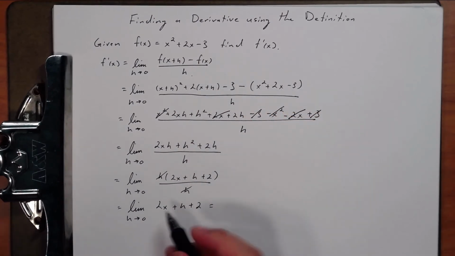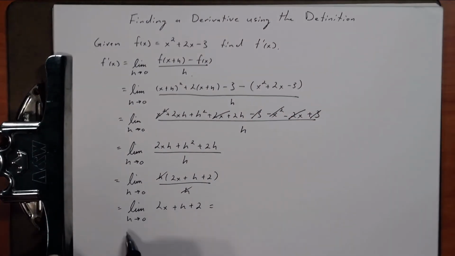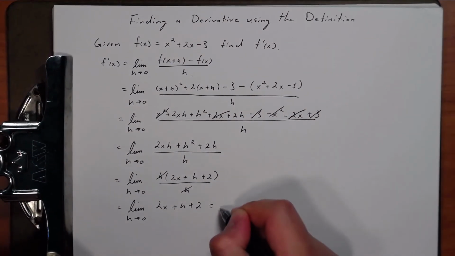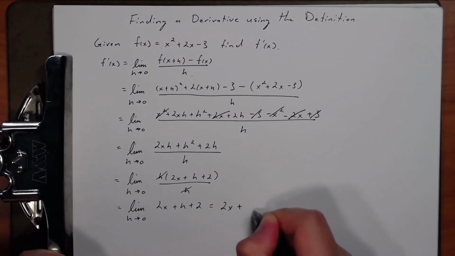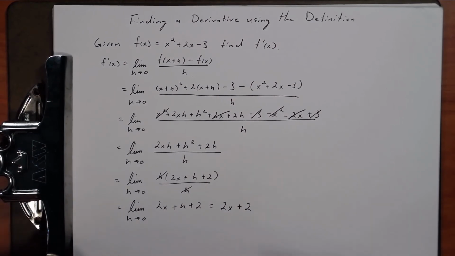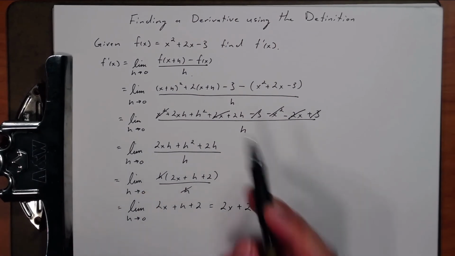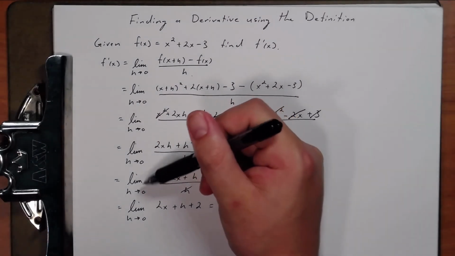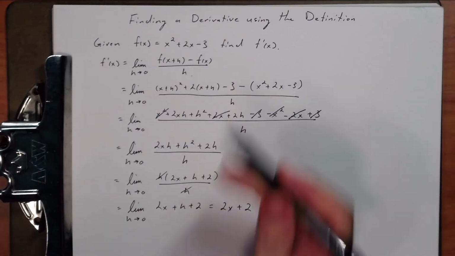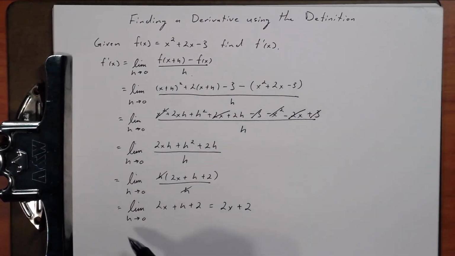We have to wait until the very end here and now say, hey, plug in that h is equal to 0 to get 2x plus 2. I only drop the limit notation once I've actually taken the limit. You do need to include this. I know it's more handwriting, but it really is important to include that all the way through.